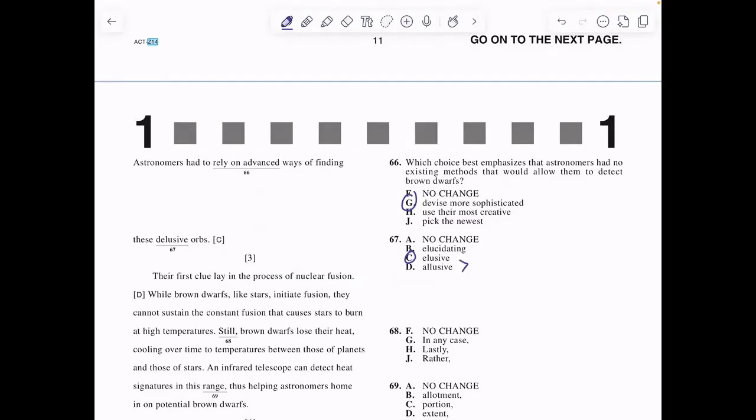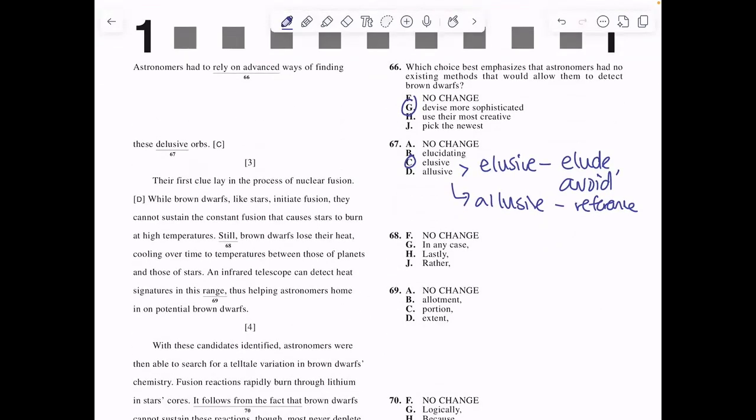These are probably the two you'll see more. So elusive is like to elude or evade, avoid. Allusion would be like referencing something. Allusion to, and alluded to. English is weird, man. But yeah, 67C. Okay, 68. Ooh, we don't have the choice to delete. So remember for these, you got to read the sentence before. White-brown dwarves initiate fusion. They cannot sustain the constant fusion that starts to burn at high temperatures.